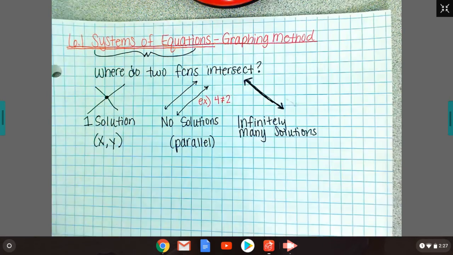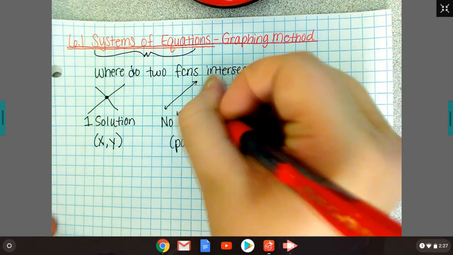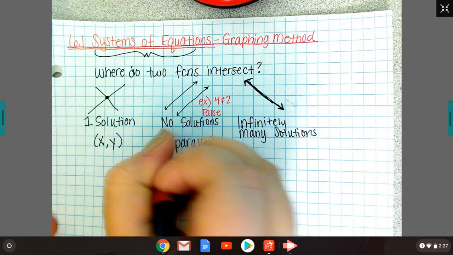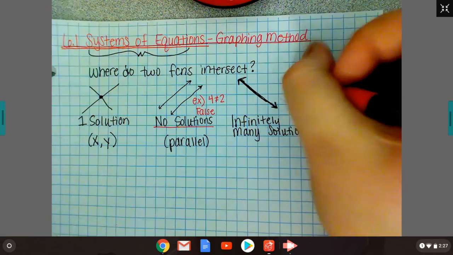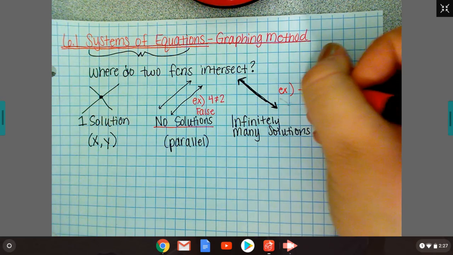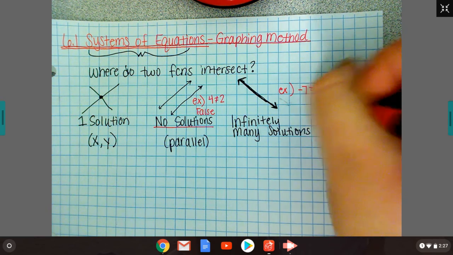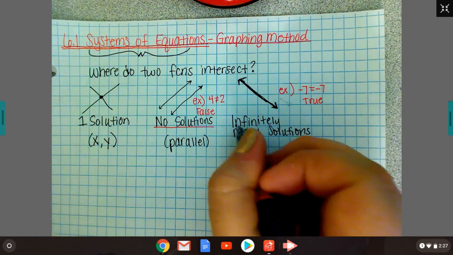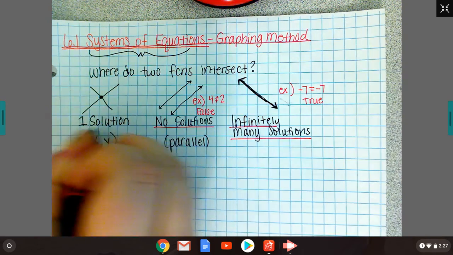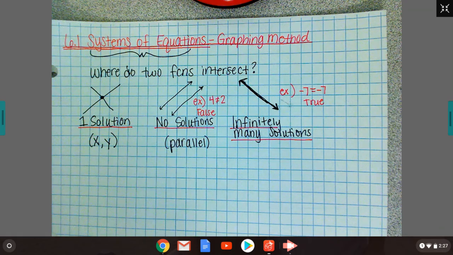An example of what this would look like when solving is, say we had 4 equals 2. That's false. So no solution of x or y would ever make 4 equal 2. Infinitely many solutions is the kind that could look something like -7 equals -7. That is true for every x and y. So those are the 3 types of answers we'll have: one solution, no solutions, or infinitely many solutions.